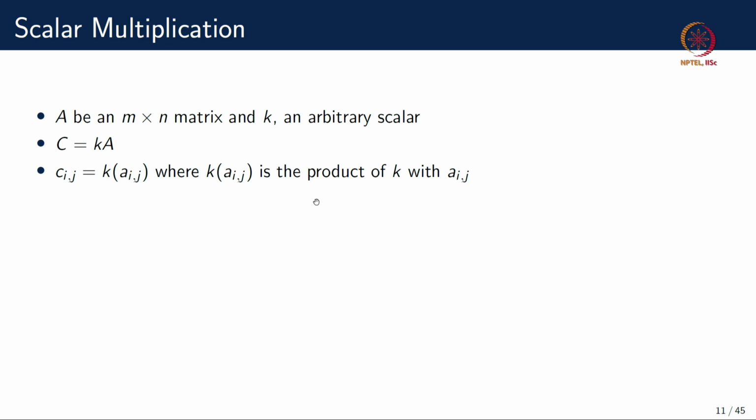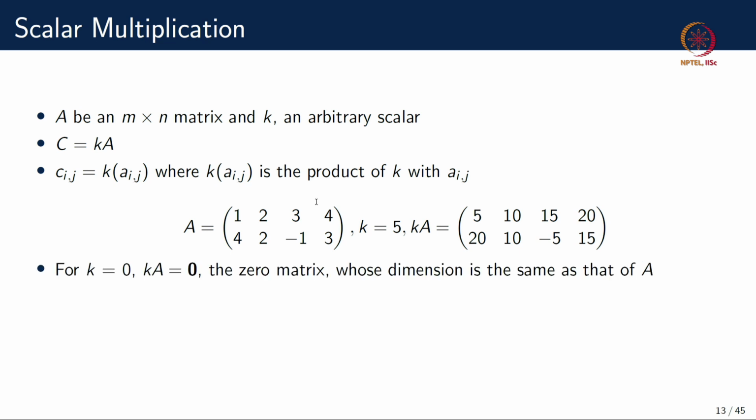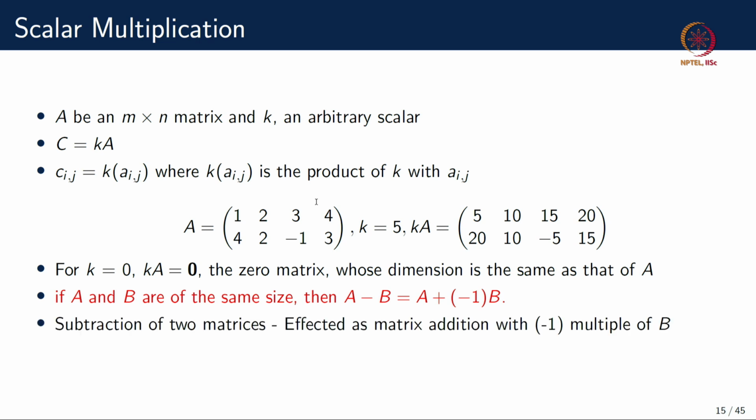So take an example. A is equal to 1, 2, 3, 4, 4, 2, minus 1, 3, let K be 5. So when you multiply that scalar factor with the matrix A, it will be 5, 10, 15, 20, 20, 10, minus 5, 15. If K is 0, then KA will also be 0, the 0 matrix of the size of A. If A and B are of the same size, then A minus B is equal to A plus minus 1 into B. Here the scalar factor is minus 1 for the B matrix.